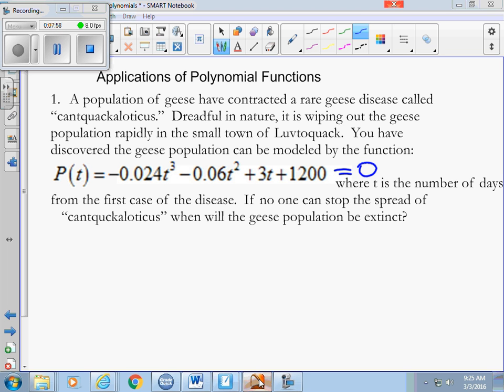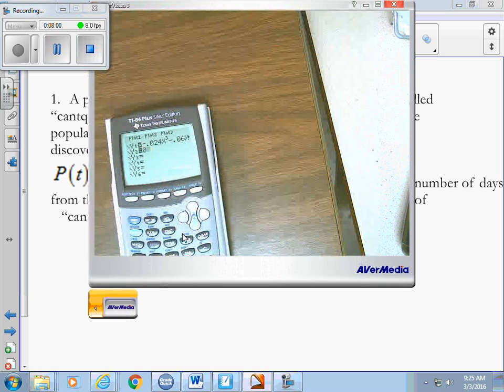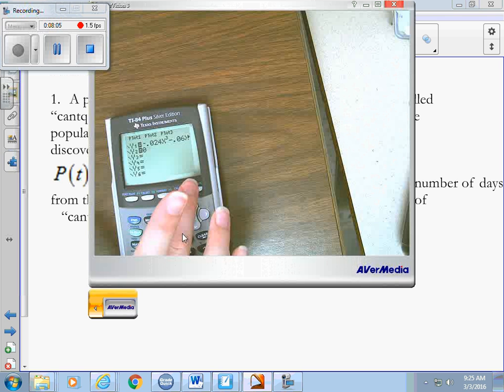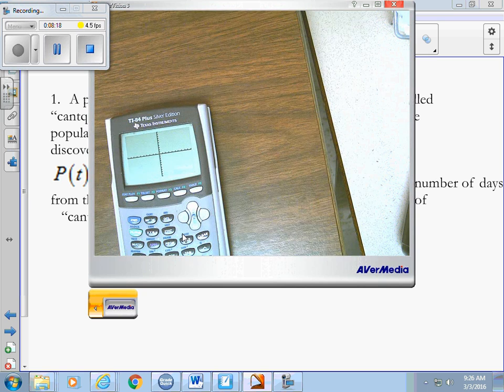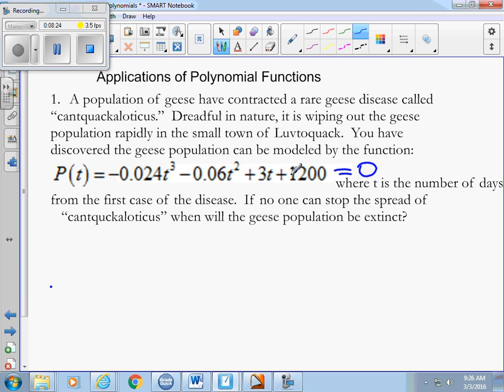All right. Does everyone have this typed in? So you can go to the graph. And what do you notice? Yeah, there's not a big enough window to see anything. Now you may notice we're looking at days. So t is the number of days from the first case of the disease.